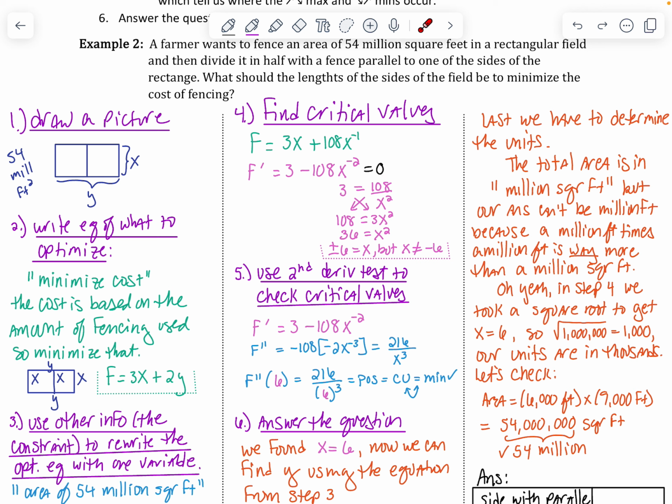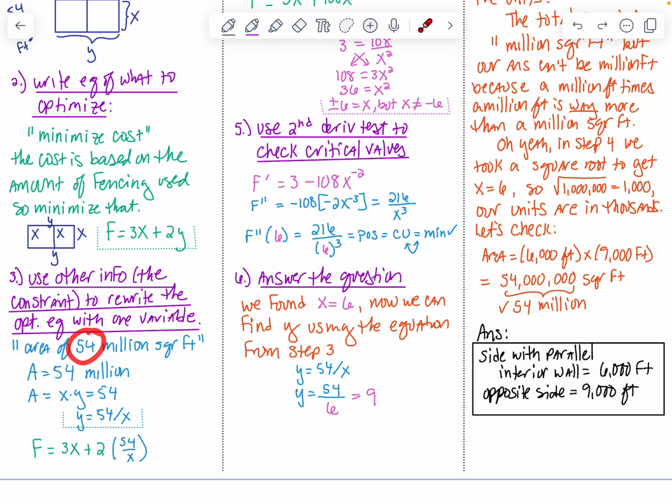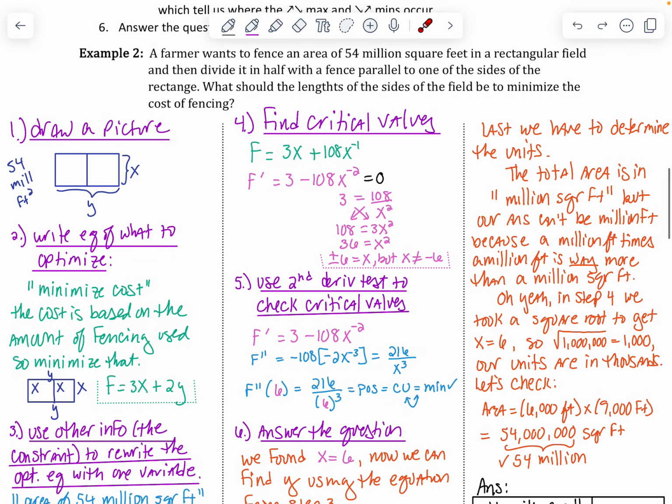Critical values are when the first derivative is equal to 0. So I'm going to add the 108 over X squared to the right. Think of 3 over 1 so that I cross multiply to get 108 equal to 3X squared. Divide both sides by 3. Take the square root of both sides. And of course it was plus or minus the square root on the left. But we know we can't get negative 6 as the length. Now 6 seems odd if we're talking millions, but remember we're just using 54.